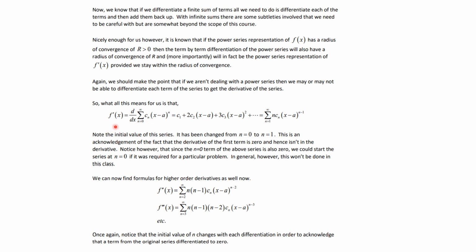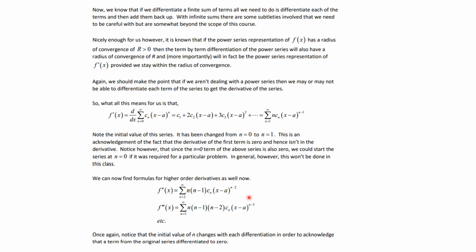So if we differentiate term by term, we'll get f prime of x is equal to the derivative of this, and let's just see what happens if we do it term by term. So we get c1 plus 2c2 (x minus a) plus 3c3 (x minus a) squared plus dot dot dot, and this is going to be the summation n equals 1 to infinity of n times cn times (x minus a) to the n minus 1. So I took the exponent times this, and I reduced the power by 1, and the constant's along for a ride, and I do that for every term in the series.